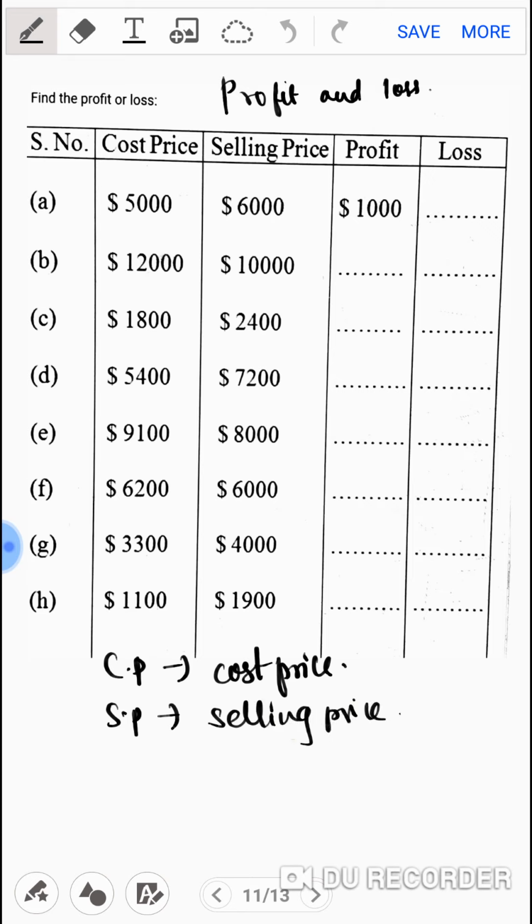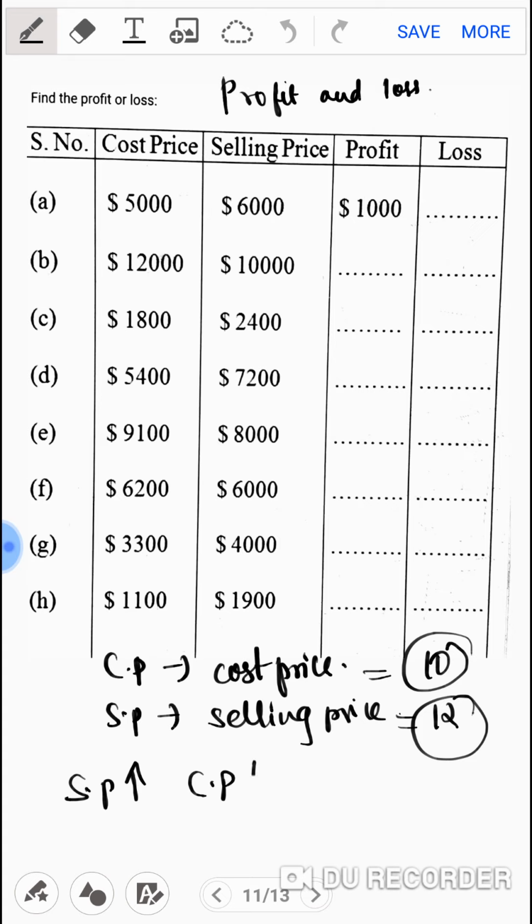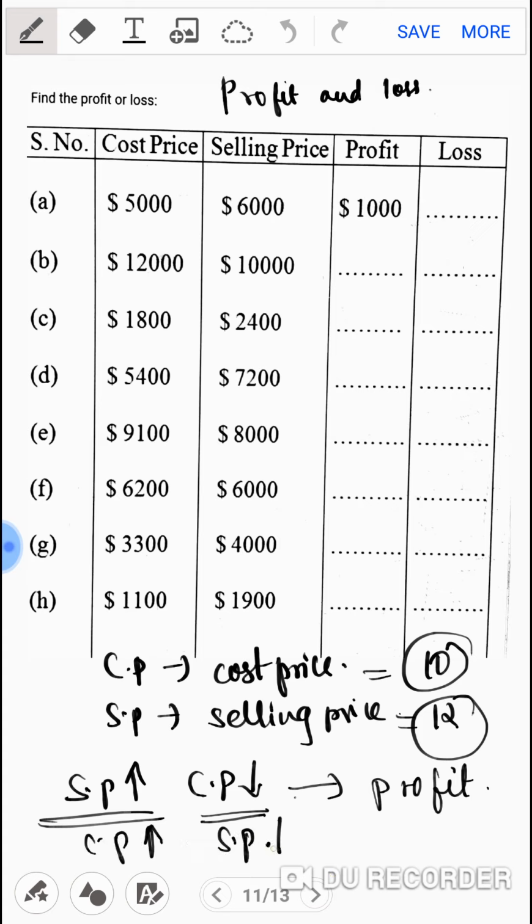Suppose you bought an article for rupees 10 and you sold it for rupees 12. So CP is 10, SP is 12. So SP is greater than CP. In that case, we will say we have a profit. So when SP is greater than CP, you have a profit. But if CP is greater than SP, we say that we have a loss. Getting my point clear? So what is profit and what is loss?